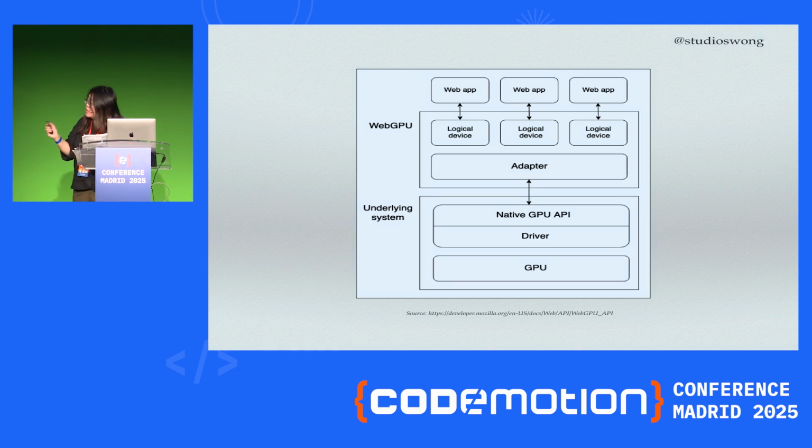And one very important concept is the logical device. The logical device in WebGPU allows web applications to access the GPU in a compartmentalized and secure manner, because you can have multiple web apps that want to utilize WebGPU, and each of them will have its own logical device to keep everything secure. There's also logical separation while sharing the GPU's capabilities with all the other processes on your computer.